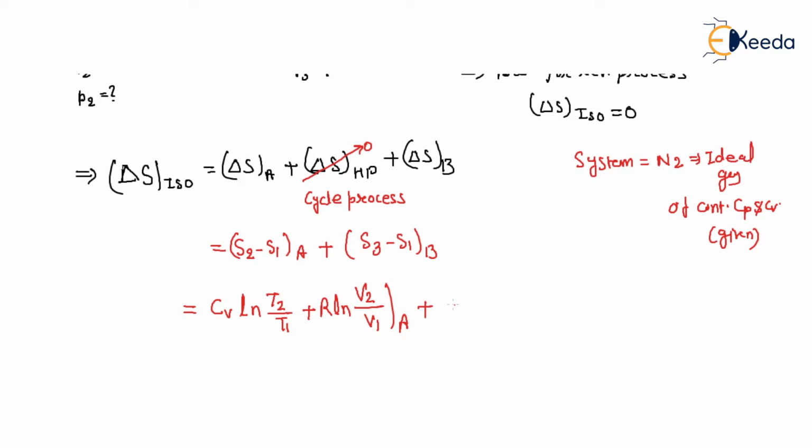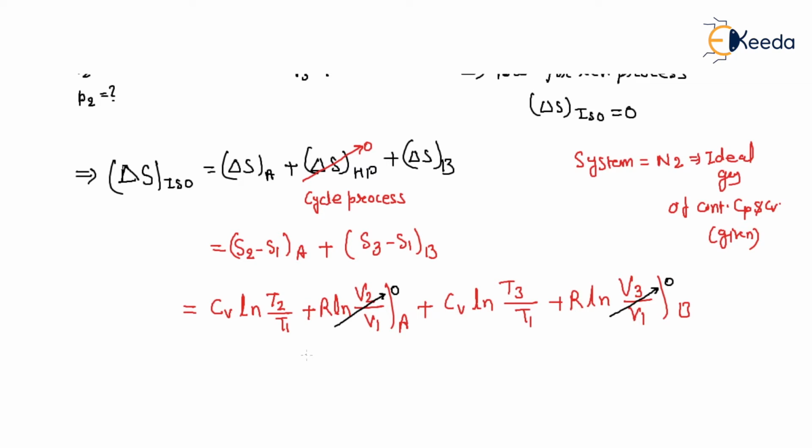plus Cv ln T3 by T1 plus R ln V3 by V1, this is for B. Now since V2 by V1 is 0 and V3 by V1 is 0, why is this 0? Why?